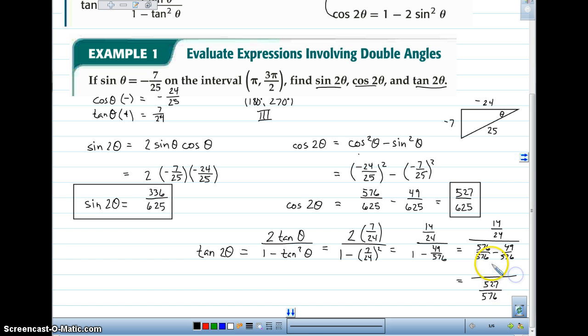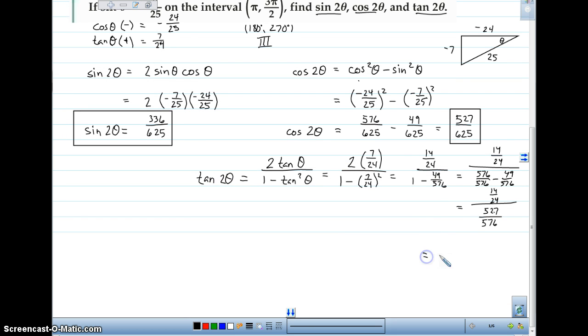And above that is still 14/24. Keep, change, flip. Reduce. We're going to get that this is equal to 336 over 527.